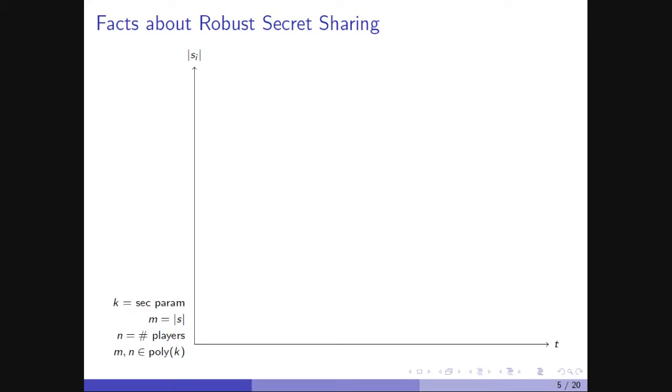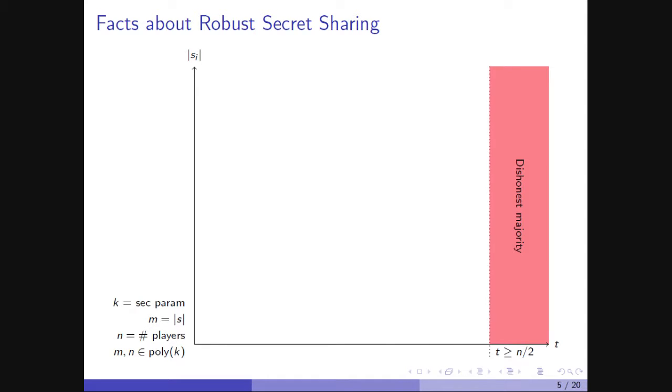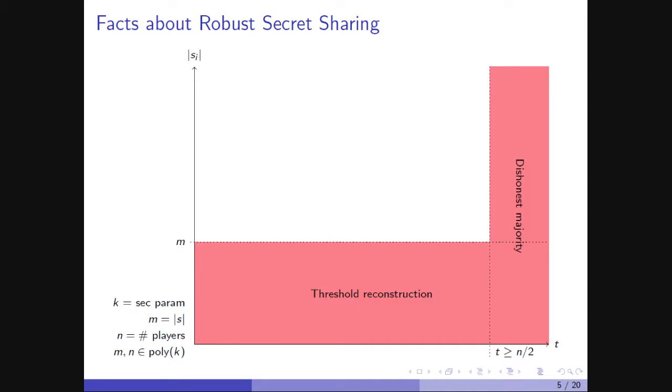So what is known about robust secret sharing? Let's say that k is the security parameter, so that the error delta is 2 to the minus k. The secret size is m, and n is the number of players. Here I'm going to plot the share size against the number of corruptions. It is known that with an honest majority, you can have robust secret sharing. With more than half corruptions, it's not possible. Since we have a threshold structure, it is not possible to have a share size smaller than the secret size. If you think about it, the threshold property tells you that T shares give no information about the secret, but if you add one, that one share will completely determine the secret. So that one share has to be at least as big as the secret.